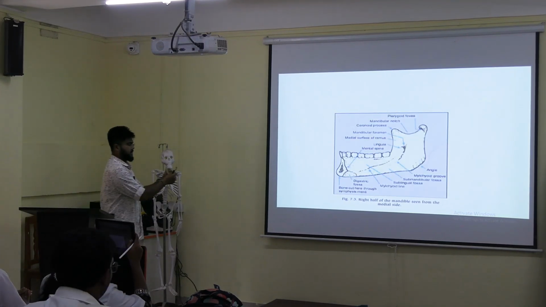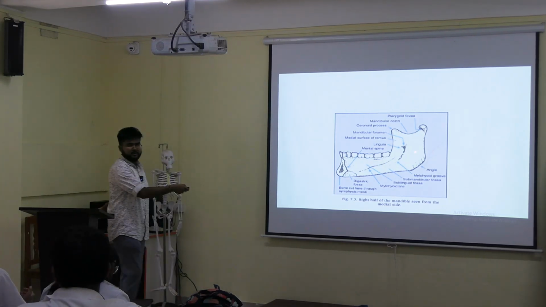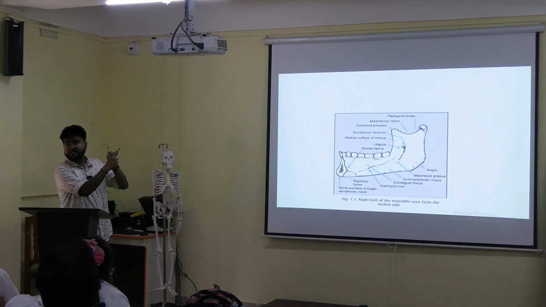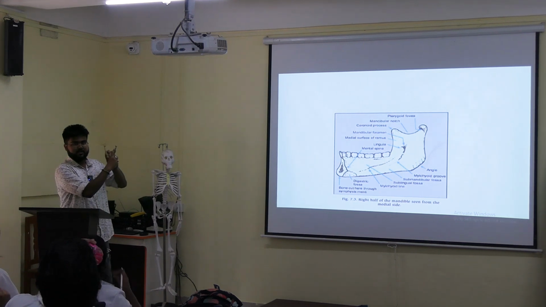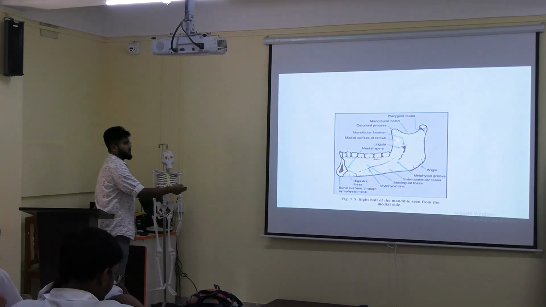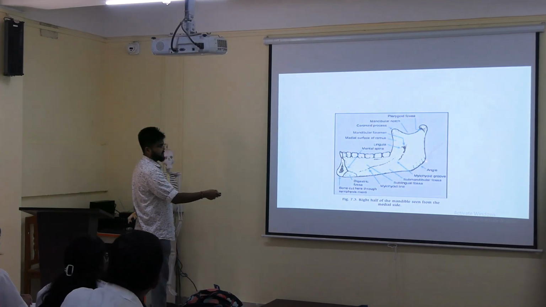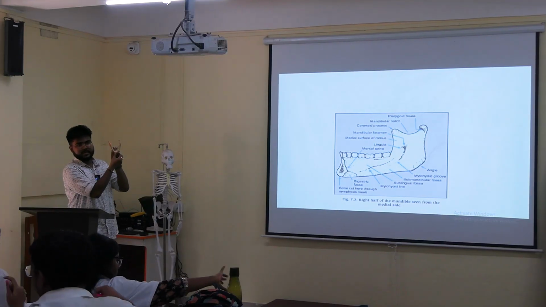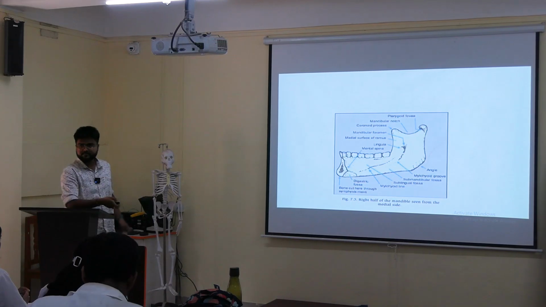Next, on the inside, one foramen is present. This is called the mandibular foramen. Here you can see one tubercle, called the lingula. Below it one groove is present, called the mylohyoid groove. And this is the digastric fossa. Here the anterior belly of the digastric muscle is attached.